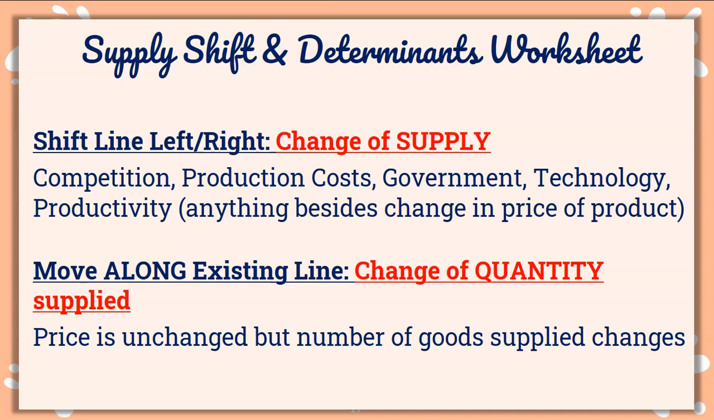And in real life, truly, multiple determinants are constantly impacting your company all at the same time. So these lines are shifting second by second. And then the bottom part is where you move along the existing line of your supply curve. This is a change of quantity supply. Just like your demand curve and demand quantity, it's all related to price. So the price is unchanged, but the number of goods supplied changes. So the price is fine, but the quantity has changed. All right, and that wraps up our supply curve and determinants.